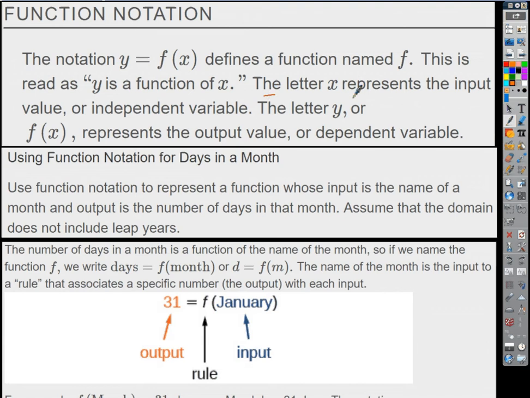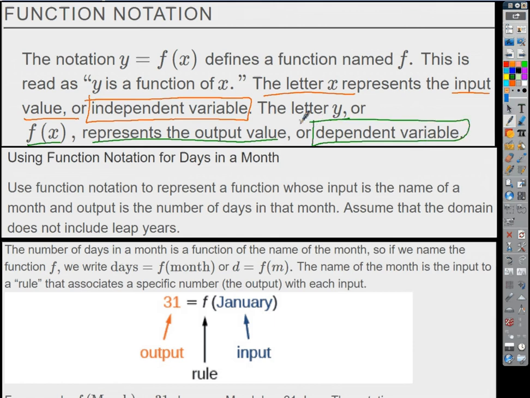The letter x we know represents the input value or the independent variable, okay? The letter y, or f of x, right? Y and f of x are interchangeable here. Those represent the output value, which we sometimes call the dependent variable. Now let's latch onto those new terms, independent and dependent. It's easy to remember that independent goes with input because they both start with in, right? But they make sense too.